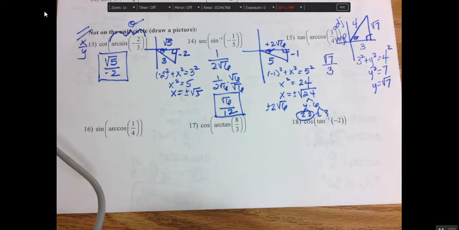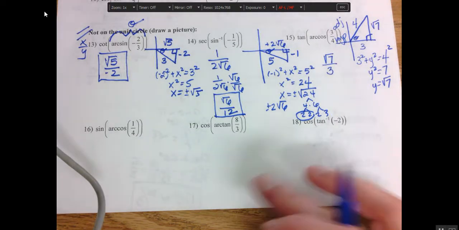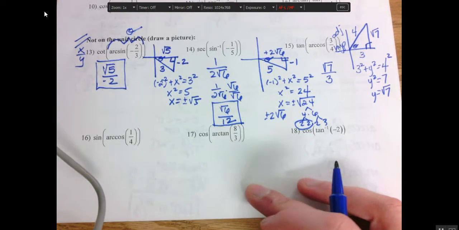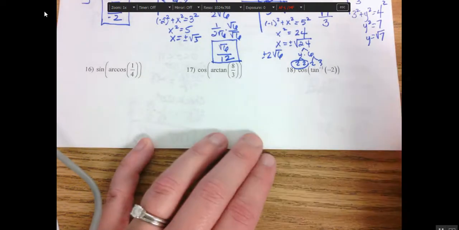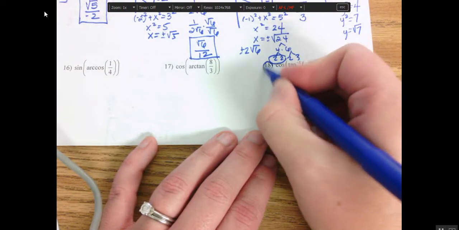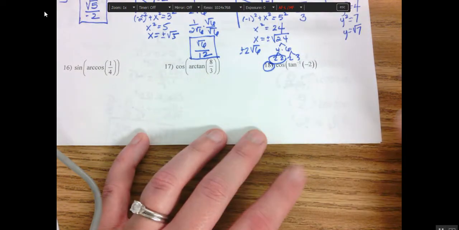Okay. All right, let's just do one more. Do you want to do 16, 17, or 18? Tan's opposite over adjacent. Tangent is opposite over adjacent, yes. So that's root 7 over 3. Yeah. 18? Okay. So let's do 18 together, and you guys can look at 16 and 17 on Blackboard.